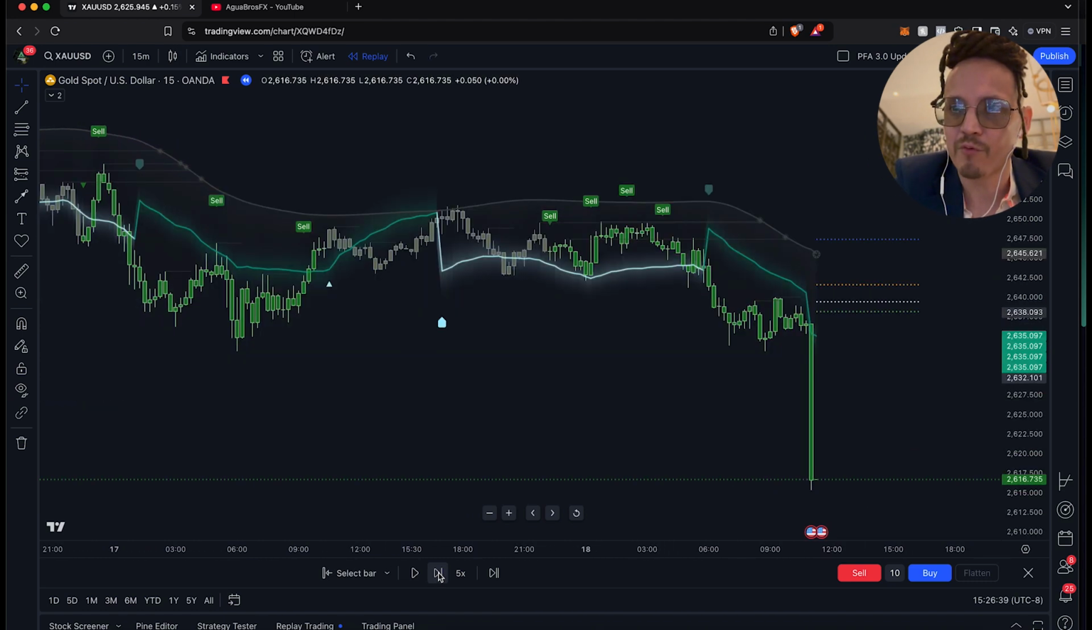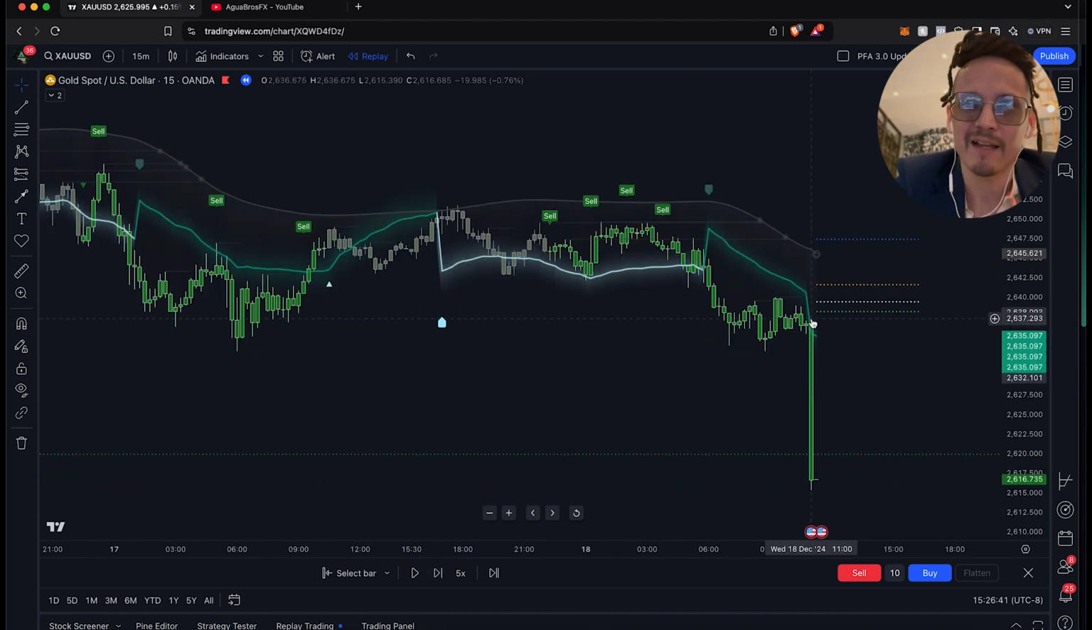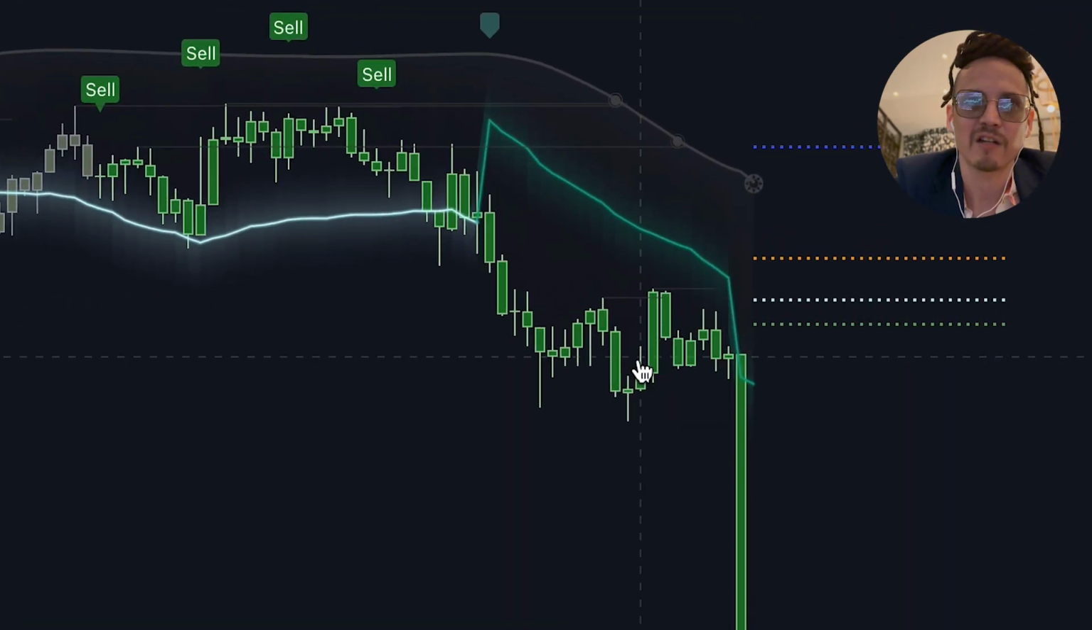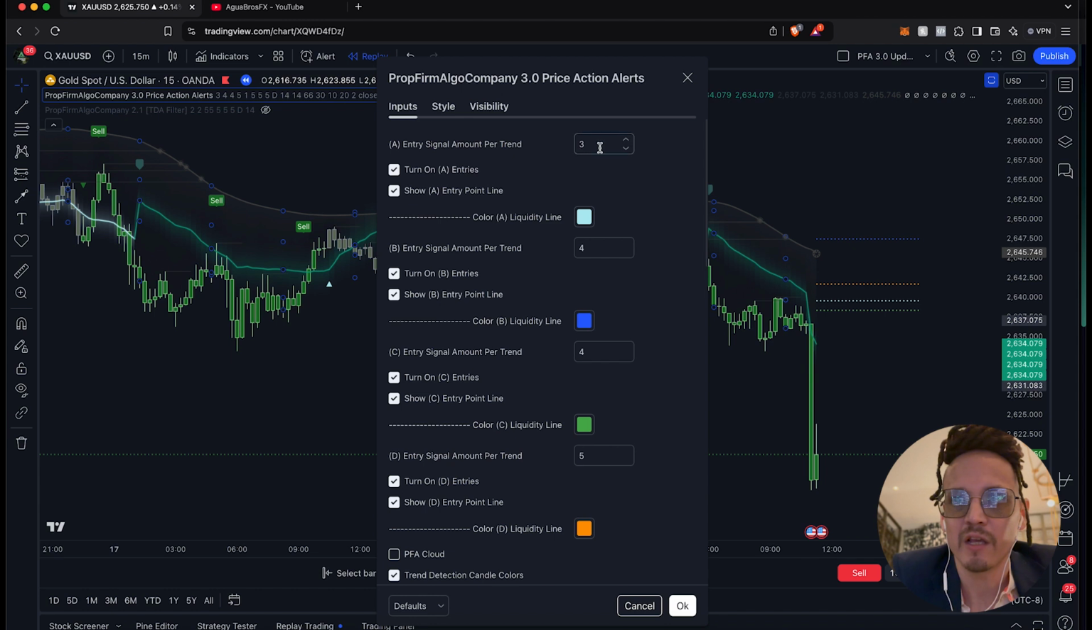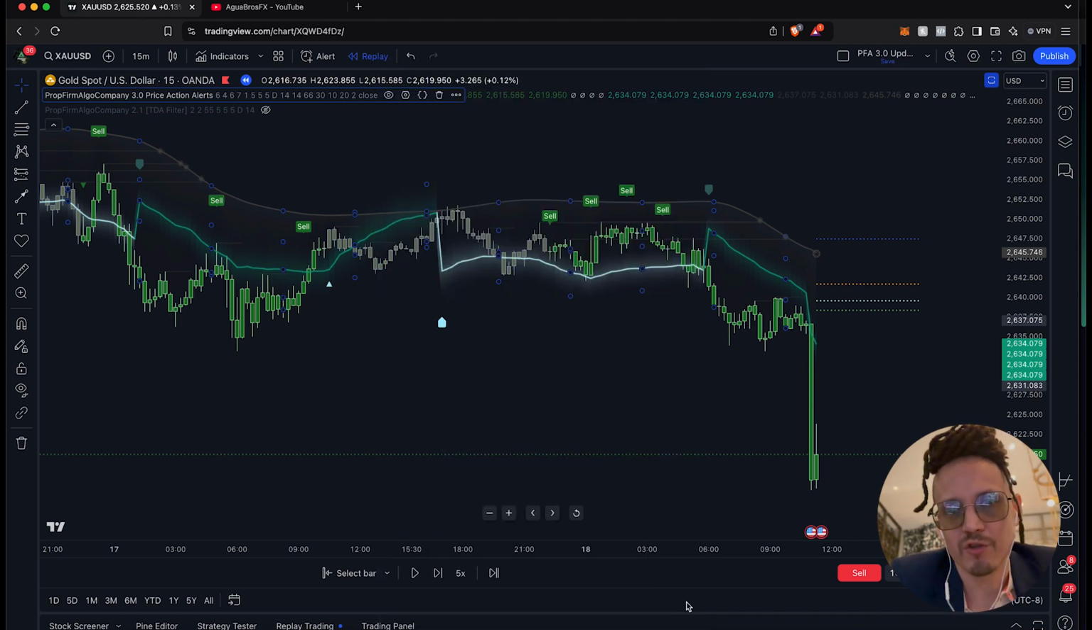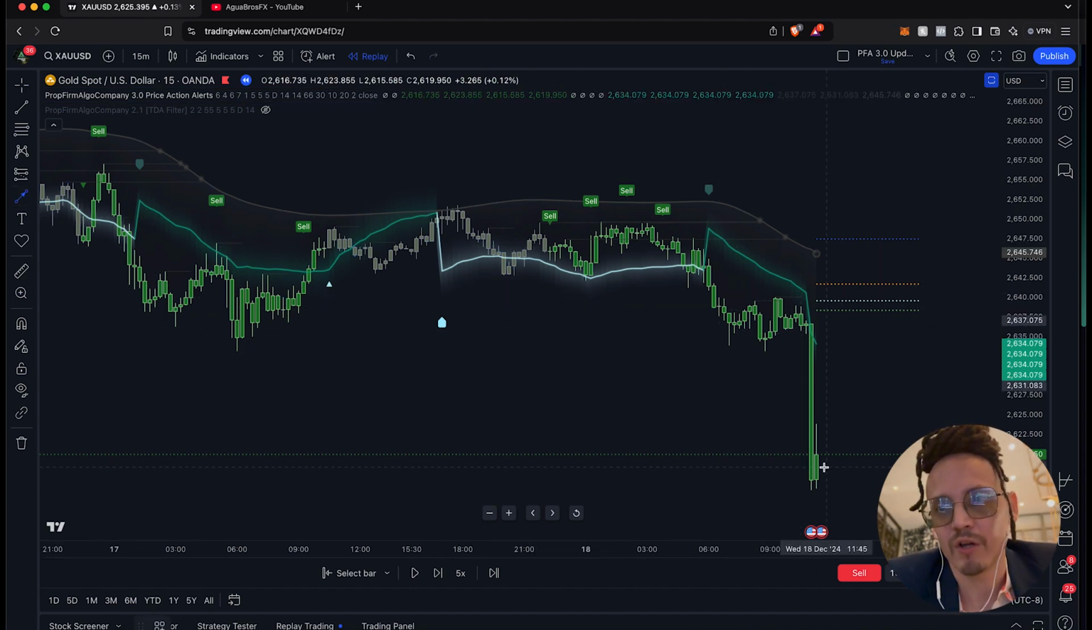So we're waiting for the retest, and we did not get an entry there because it did not touch the institutional entry line. If we go into the indicator here, and each one of these inputs I'll go over in a bit so you can fully understand what it does. But right now, we're just going to go over what the strategy is and what we're looking out for.